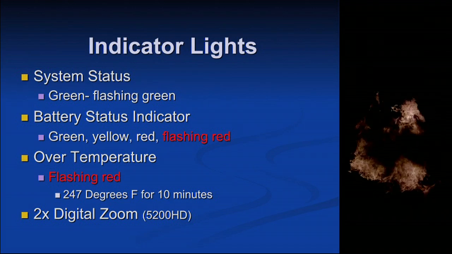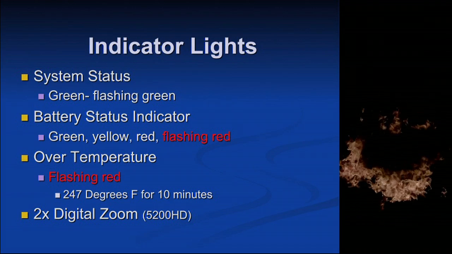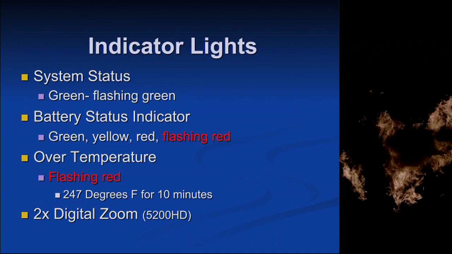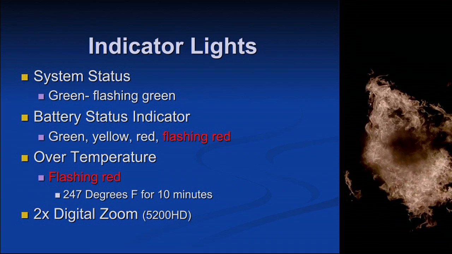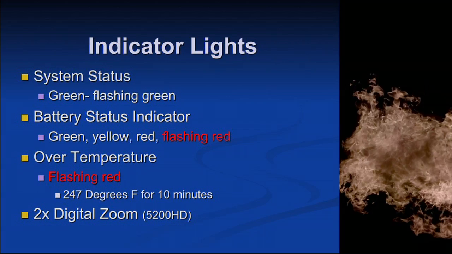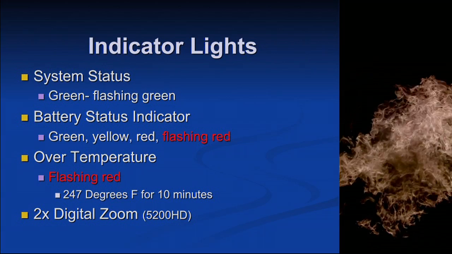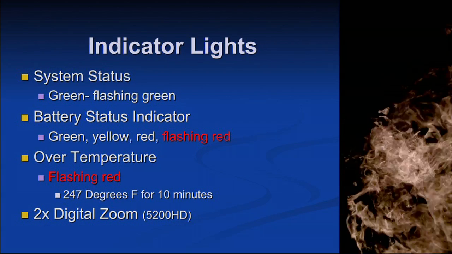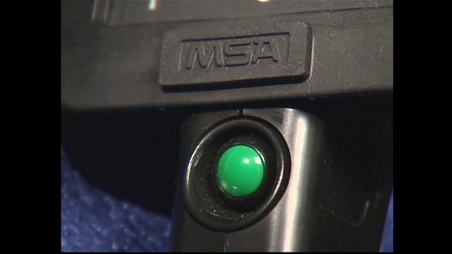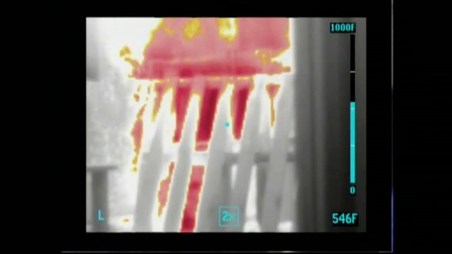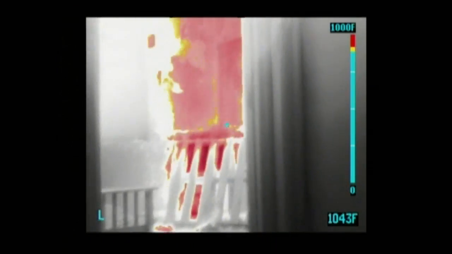Here are a couple of points about indicator lights. The system status light is solid green in normal operations. In the older cameras, it will flash, indicating it is in the battery saver mode. In the newer 5200 HD cameras, the green light is on, but you need to look at the bottom center of the screen, as pushing the green button will toggle it between the 2x zoom and a normal screen. 2x zoom while scanning reduces the field of view profoundly and makes it very difficult to scan. This feature is used to take a closer look at something of interest, not to scan.